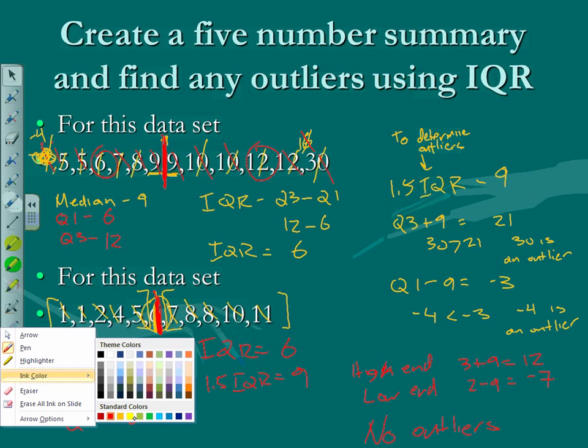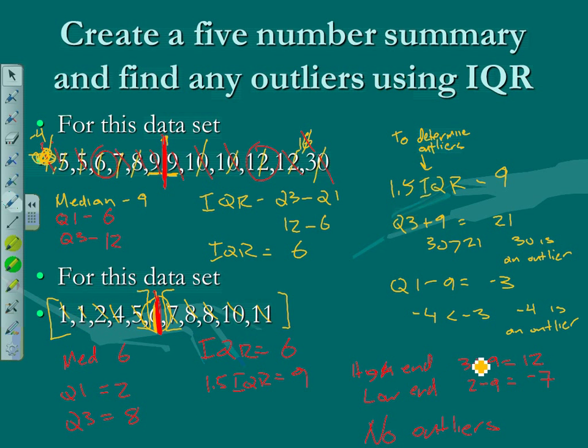Questions? Where did the 3 come from on the high end? It should be 8. 8 plus 9, 17. Thank you. I don't know where the 3 came from. Okay? No outliers because there are no data points outside of the high end and the low end range.